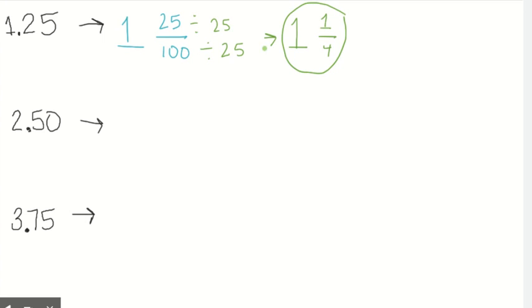So you'll see 0.25 is 1/4, which makes sense because 25 cents is 1/4 of a dollar, right? It's 1 out of 4 quarters.